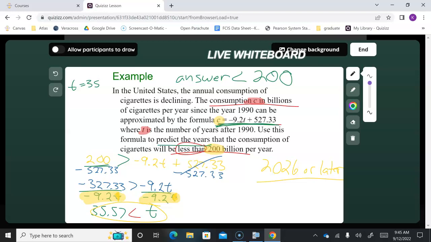Now, sometime during that year, it's going to tick down, and then it's going to cross over, but I can't plug in the year 2025. It doesn't work. But if I round it up to 2026, T equals 36, I plug it back in, now I get a true statement where my consumption is less than 200 billion. Okay? So you got to think about those implications of those numbers and those roundings and what those answers mean.